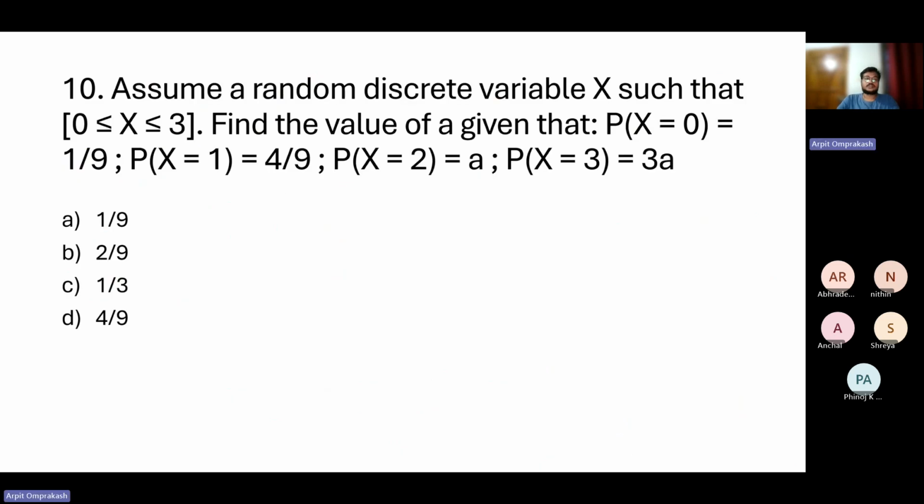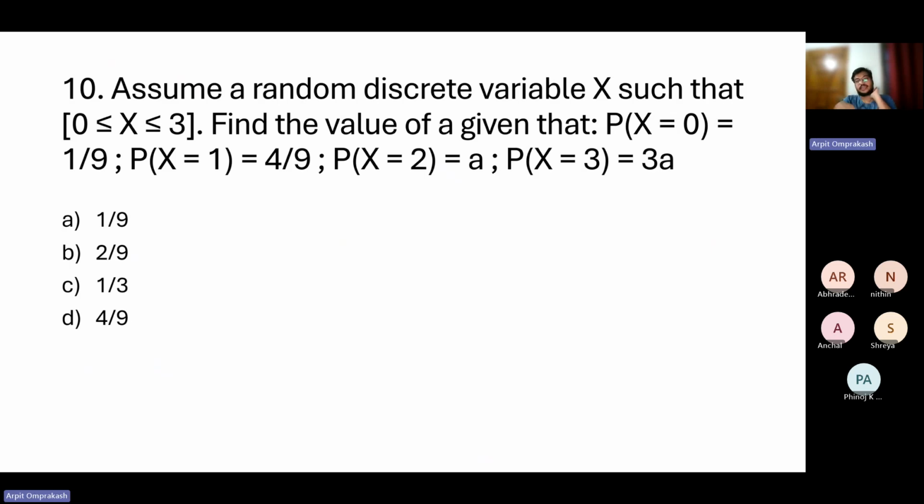Now the next question is: assume a random discrete variable x such that 0 is less than or equal to x less than or equal to 3. Find the value of a, given that the probability of x equal to 0 is 1 by 9, and the probabilities of x equal to 1, 2, and 3 are given. So we have a random discrete variable x, which falls between 0 and 3.